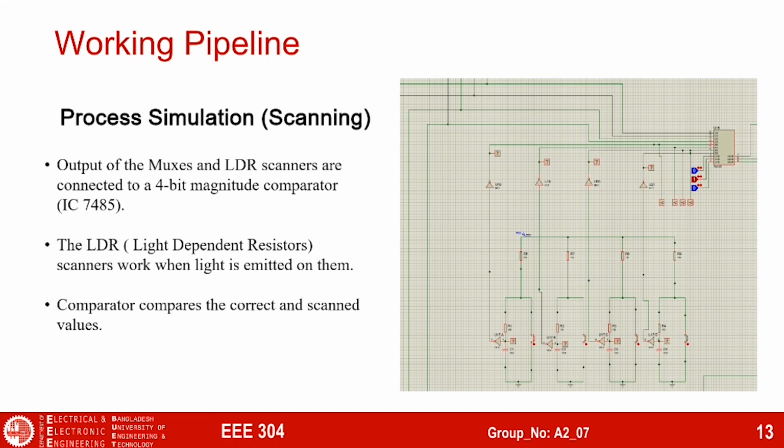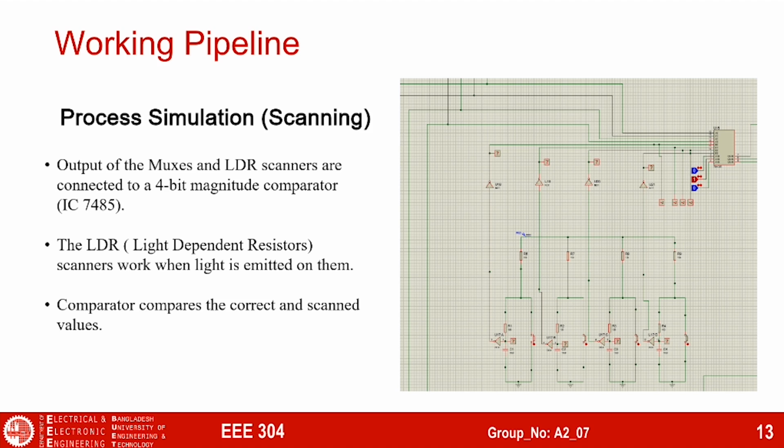So this is the scanning part of our project, and for the scanning section, we have used LDR scanners. LDR scanners are basically scanners that work when light is emitted on them. So the output of the LDR scanners and the output of the marks from the previous stage are connected to a comparator, where the comparison between correct answers and scanned answers is done.